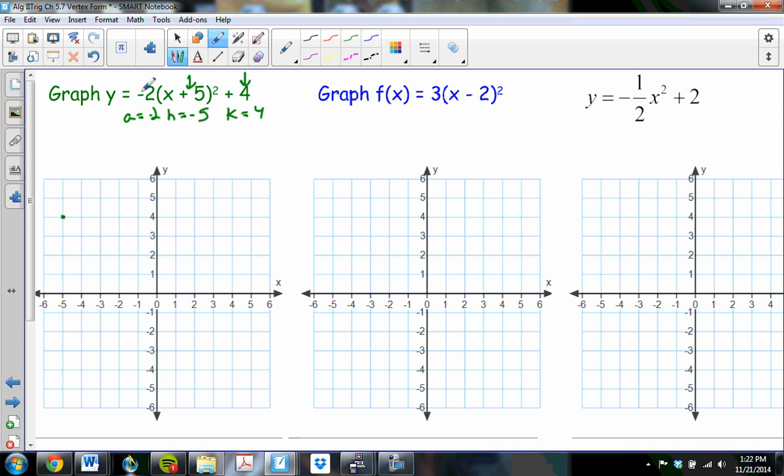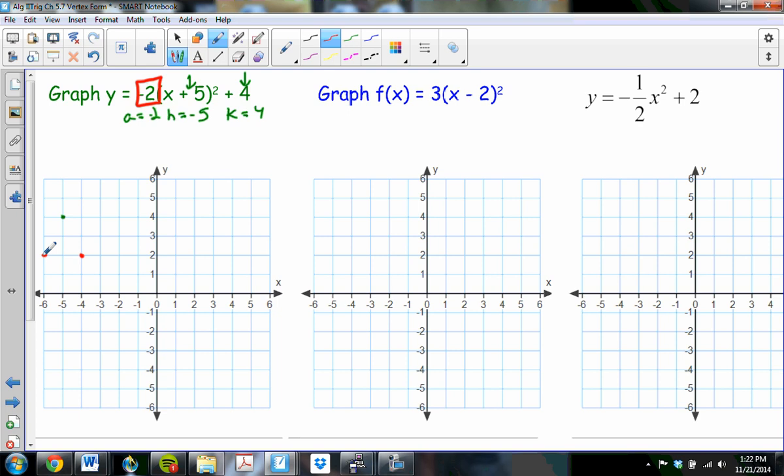And I can use this kind of like a slope, not really a slope necessarily, but for one step to the right, I go down 2. So I have a point here and a point here. And that only works for one step to the right. It doesn't work for anything beyond that. But I can get 3 points pretty quickly without plugging anything in.